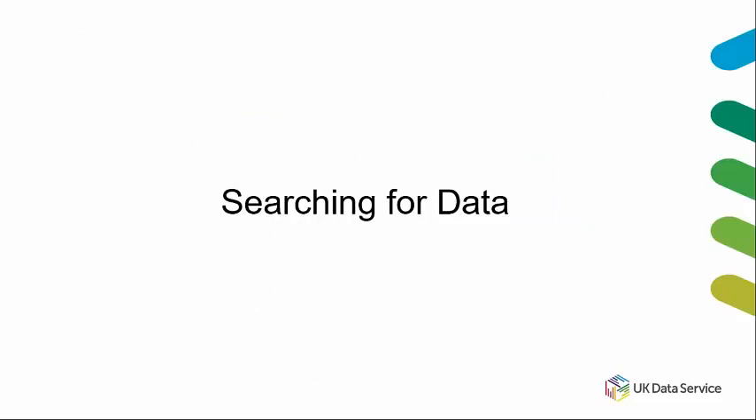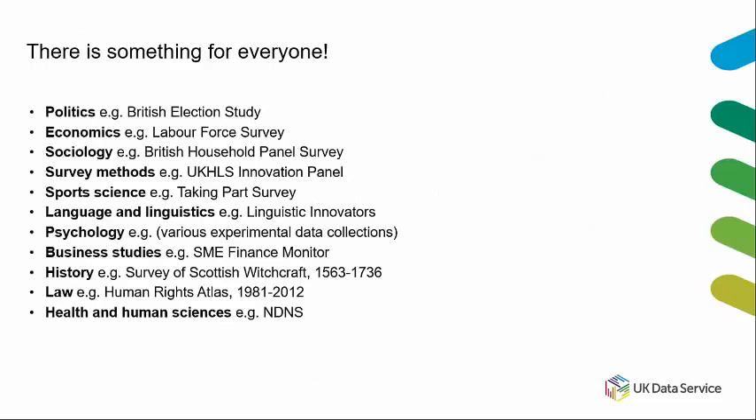So looking at the searching for data function of our website, there really is data for everybody. Each data set has an individual data catalogue page with lots of information about the contents of the data. So it includes an abstract, methodology section and full citations. There are also user guides available for many of the data sets too. So you can have data related to politics, economics, sociology, survey methods, sports science, language and linguistics, psychology, business studies, history, law, and health and human sciences.